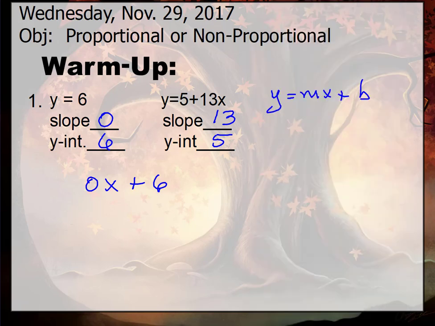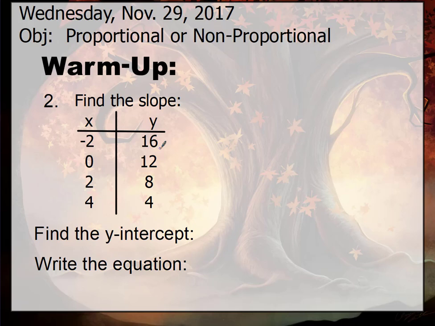So now, let's look at the next question. On this one, I asked you to find the slope and y-intercept of the t-chart. We always go for the y-intercept first, because I know the y-intercept is going to be the y value when x is 0. So it's going to be this 12 right here. Okay, so 12. Now I need to find the slope.